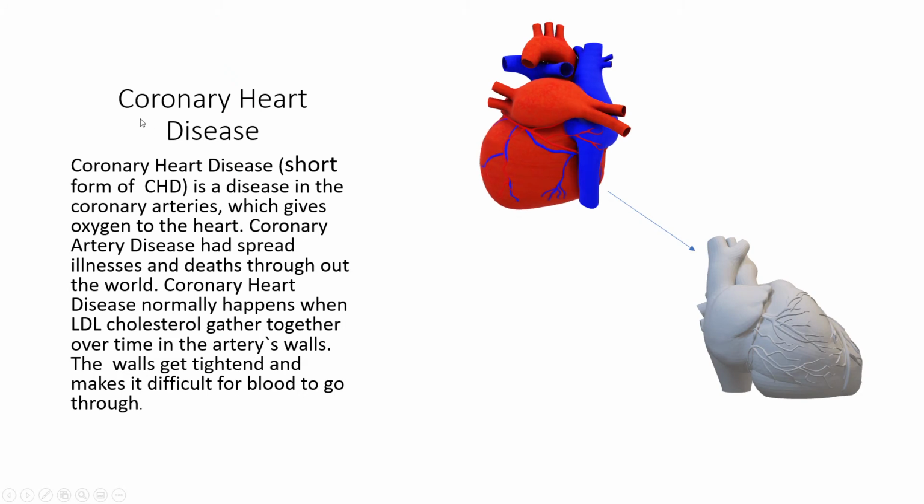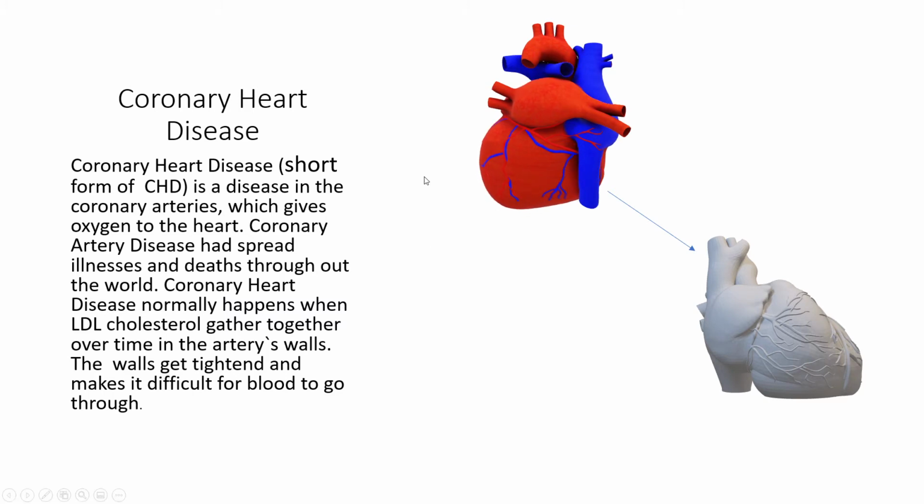Okay, so this is coronary heart disease. You see, this is the alive heart and this is the broken heart or dead heart. Coronary heart disease, or CHD for short, is a disease in the coronary arteries, which give oxygen to the heart. Coronary artery disease has spread illnesses and deaths throughout the world.